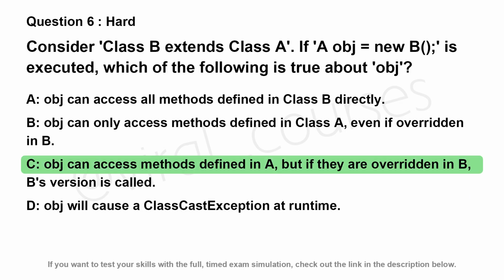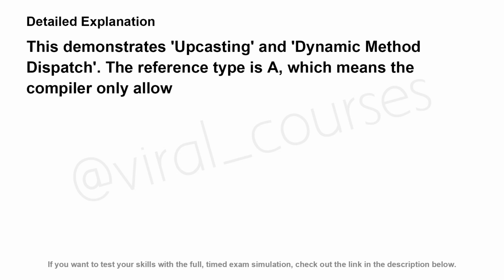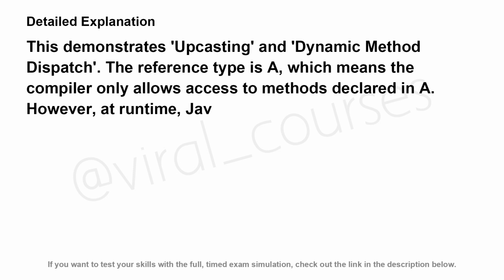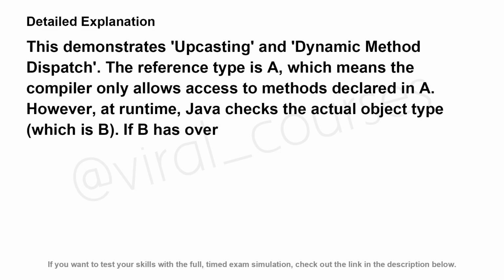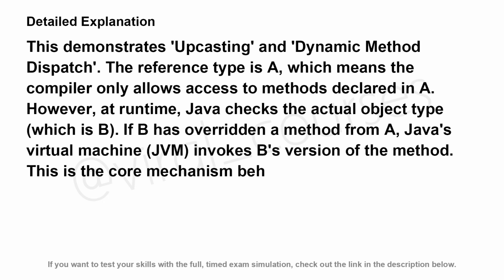The correct answer is C. This demonstrates upcasting and dynamic method dispatch. The reference type is A, which means the compiler only allows access to methods declared in A. However, at runtime, Java checks the actual object type, which is B. If B has overridden a method from A, Java's virtual machine, JVM, invokes B's version of the method. This is the core mechanism behind runtime polymorphism.